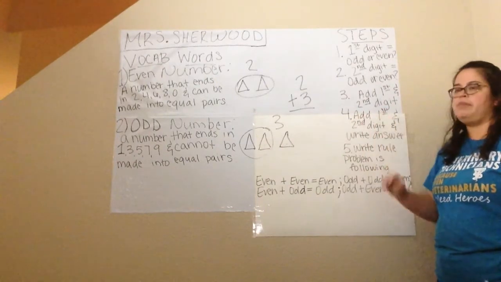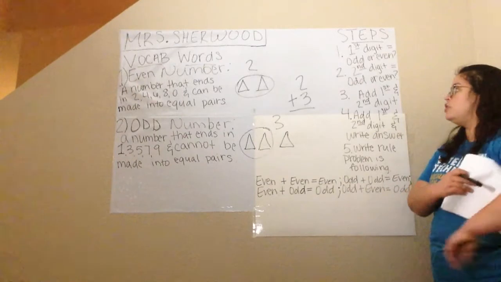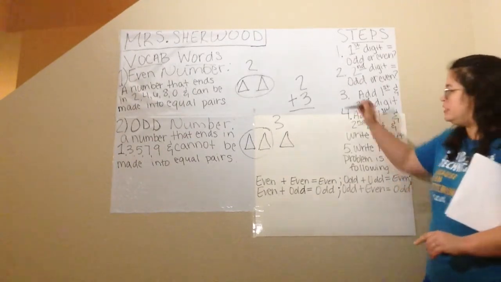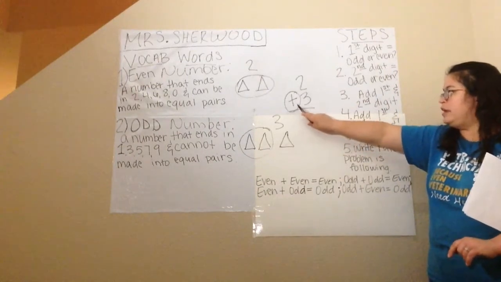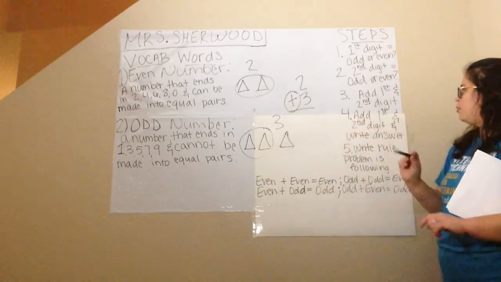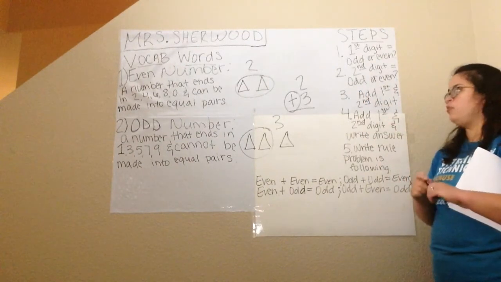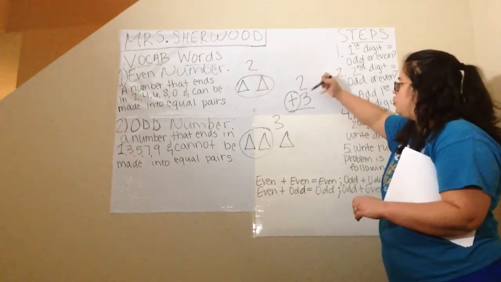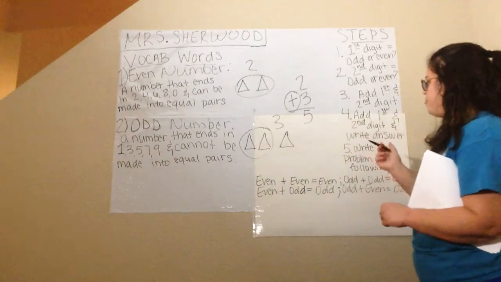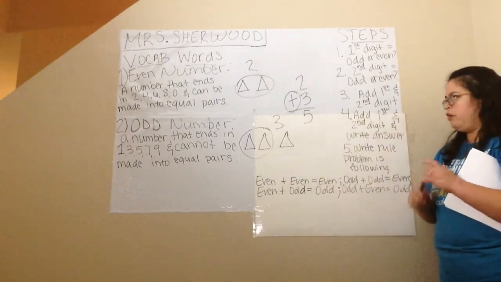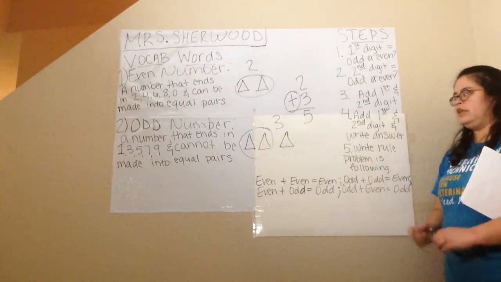And the third step is to add the first and second digit together. So we're just going to get the sum, just the addition. That's all we're going to be doing today is adding. So I have the addition sign here. We will add the first and second digit together. When you add those up, you'll write your answer. So 2 plus 3 equals 5. After you write your answer, you're going to write the rule that that problem is following.